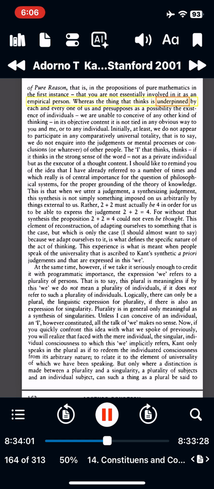Whereas the thing that thinks is underpinned by each and every one of us and presupposes as a possibility the existence of individuals, we are unable to conceive of any other kind of thinking. In its objective content it is not tied in any obvious way to you and me, or to any individual. Initially, at least, we do not appear to participate in any comparatively universal totality, that is to say, we do not inquire into the judgments or mental processes or conclusions, or whatever, of other people. The I that thinks, if it thinks in the strong sense of the word, thinks not as a private individual but as the executor of a thought content.